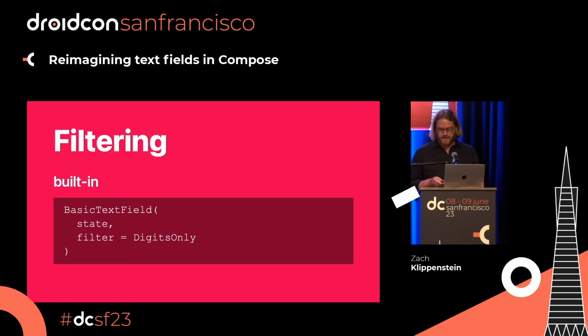And speaking of max length, we can also chain filters together. So if you want to only allow digits and then keep the length at 10, you don't have to write a separate filter for that. You can just chain them. They're composable, as you'd hope.